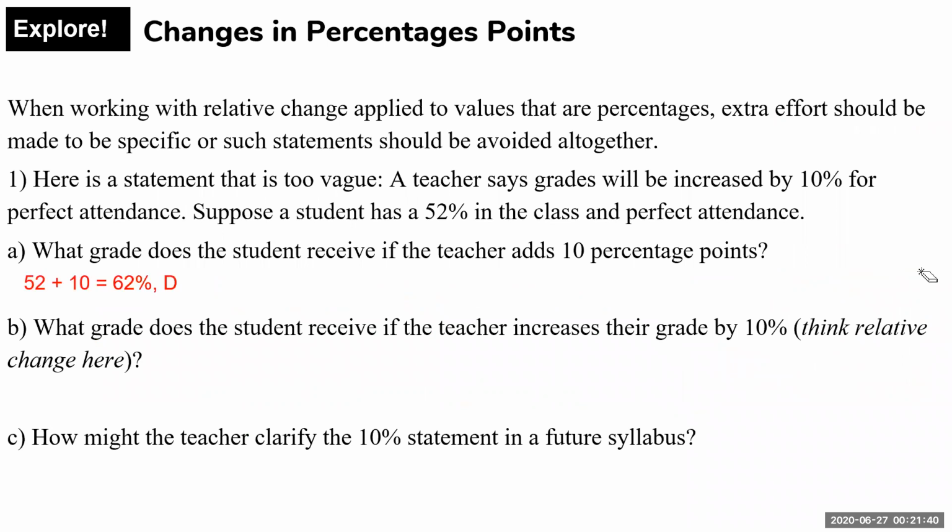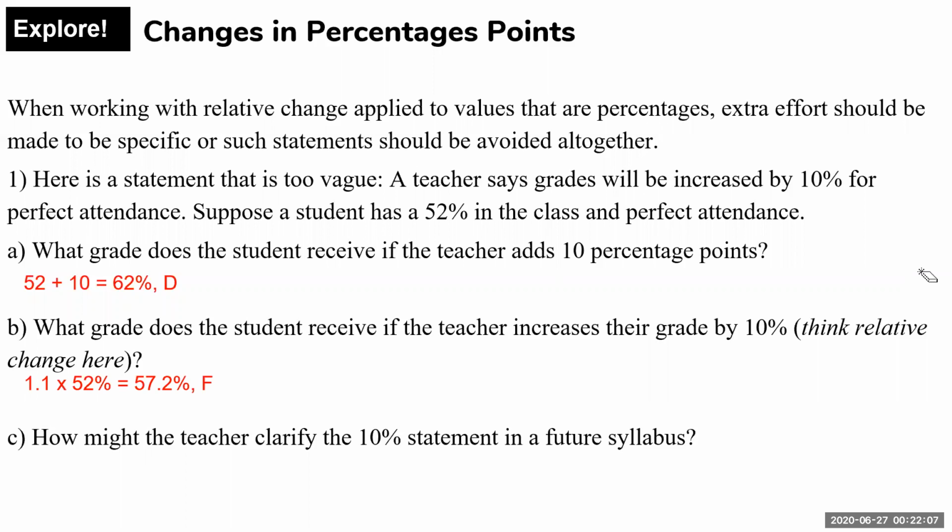All right, now here we are going to look at changes in percentage points. Okay, and these are very important. So here's a statement that is too vague. A teacher says that grades will be increased by 10% for perfect attendance. Suppose a student has 52% in class and perfect attendance. What grade does the student receive if the teacher adds 10%? So if the teacher just adds 10%, the student gets 62%, which is a D.